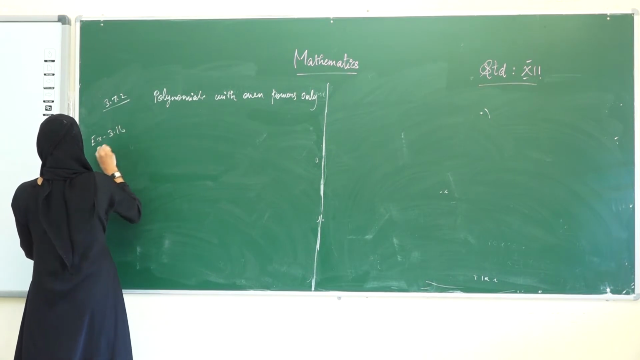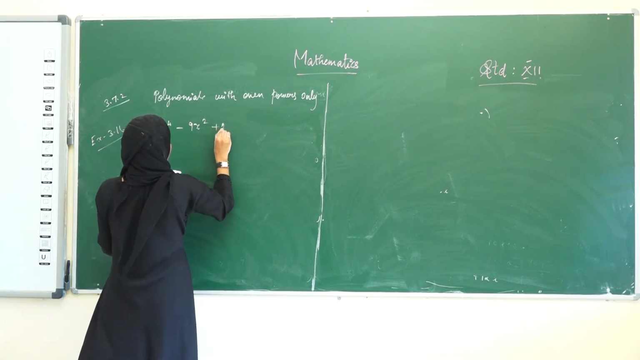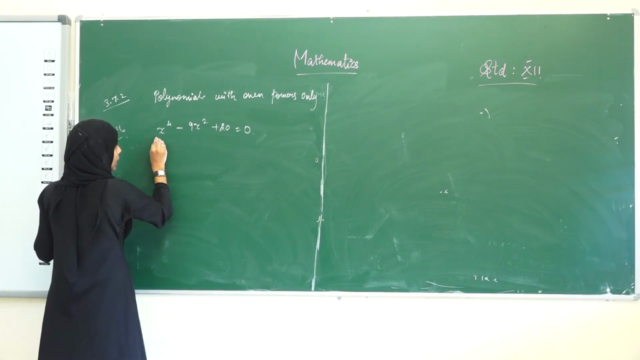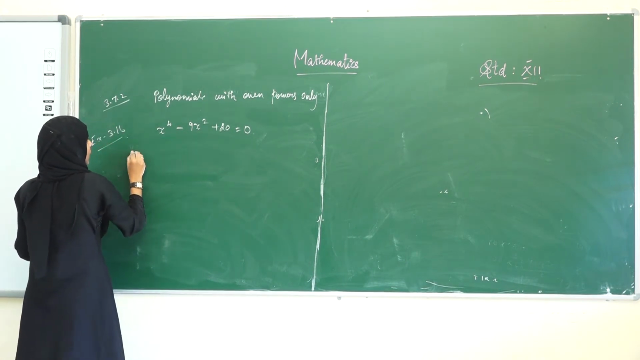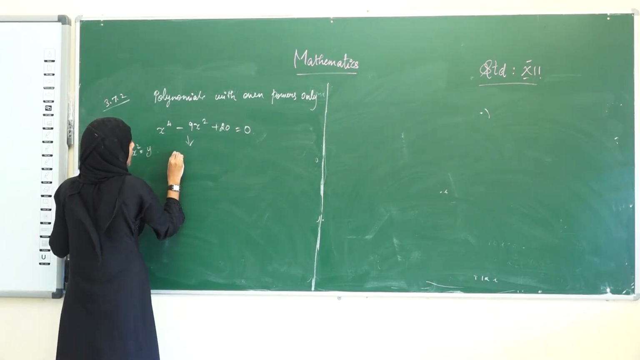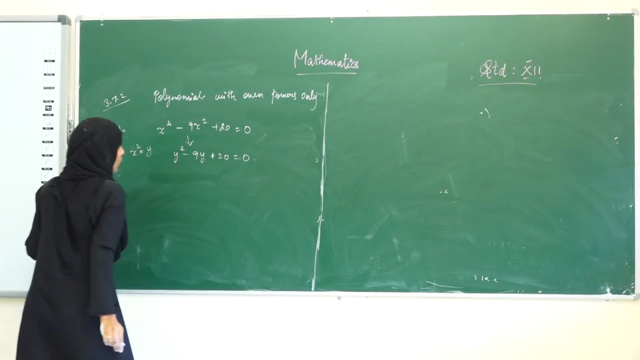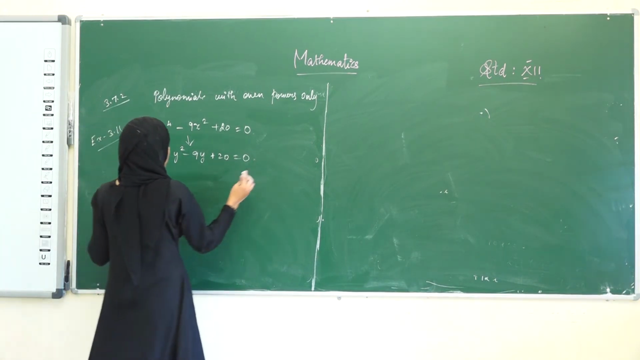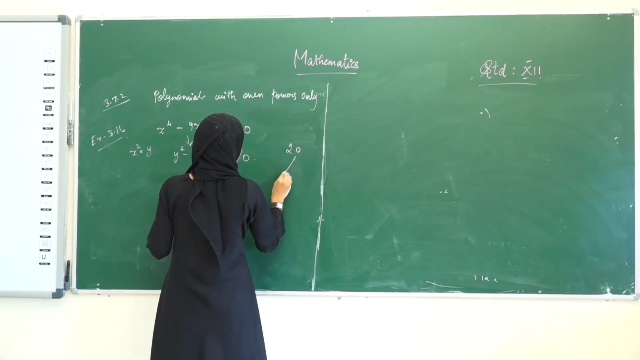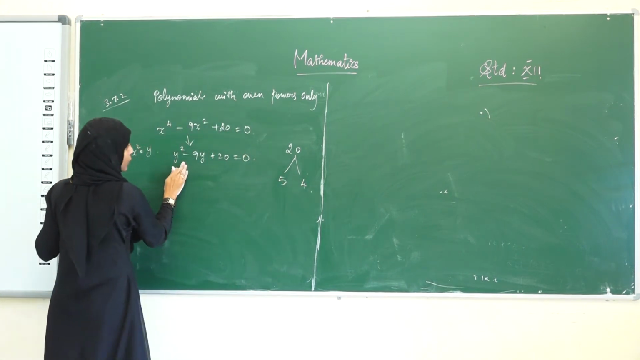Example 3.16. Solve the equation x power 4 minus 9x square plus 20 equal to 0. See the powers of the variable, here it is even, here it is even. Therefore we can take x square is equal to y. What equation do we get on substituting this? y square minus 9y plus 20 equal to 0. Now we can factorize this. See, 5 fours are 20. The thing we should get here is minus 9.